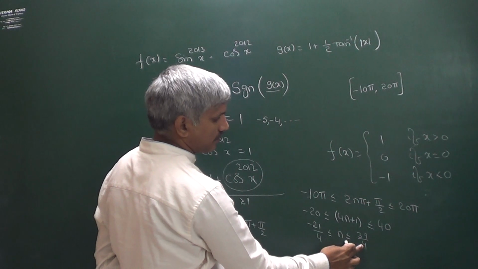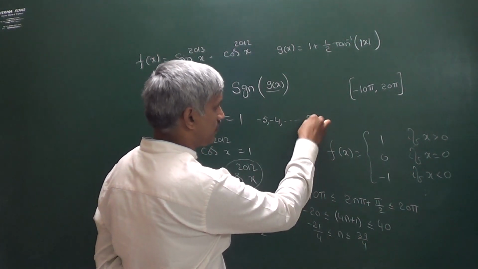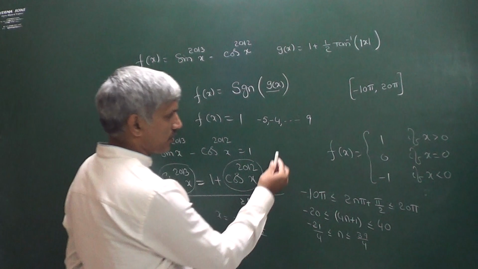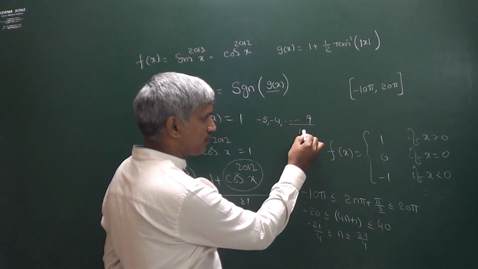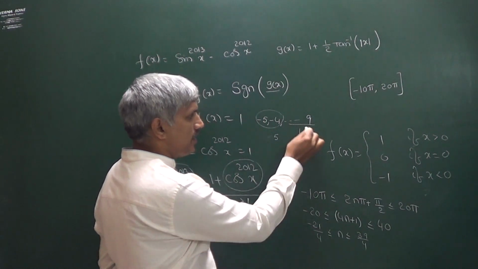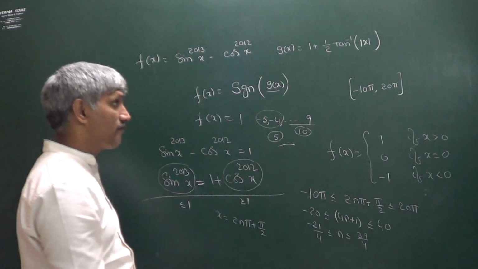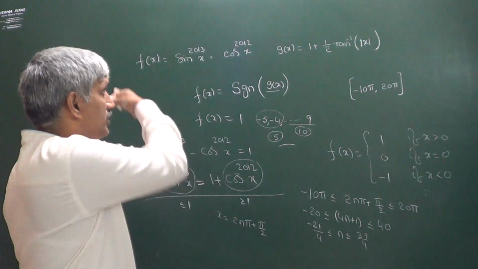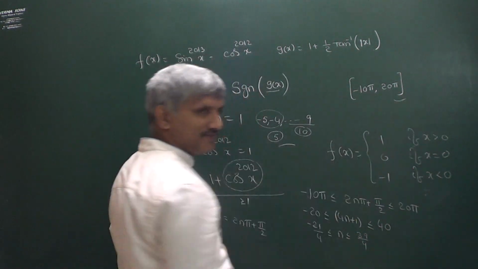Finally you will get up to 9. Right? So you can see here 0 to 9 we have 10 values and the negative values we have 5. Right? 10 plus 5, total 15 solutions are there for this function in this interval. Right?